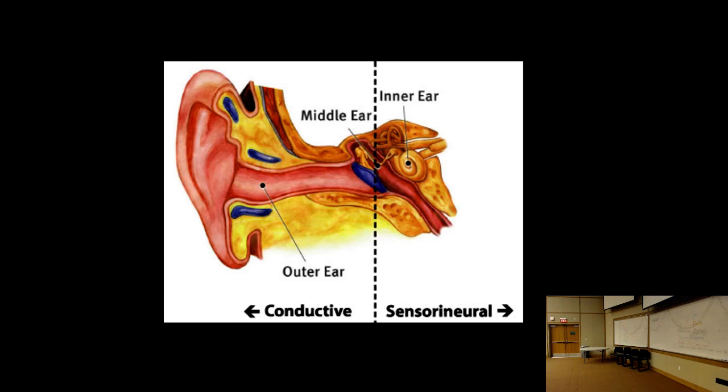A conductive hearing loss would be something like maybe a child that keeps having ear infections. Okay, and so they certainly could lose some hearing the more they have, and so that would be an example of a conductive hearing loss. You know, a lot of middle ear infections and so on.